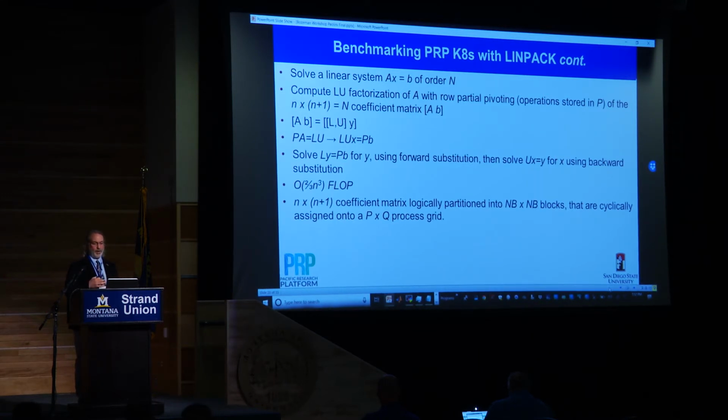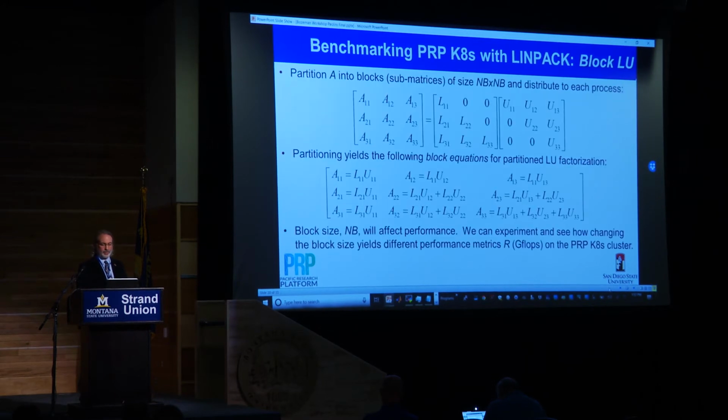What matters in the performance is how you decompose your matrix into blocks of a given dimension NB. What also matters is how you partition those blocks to your MPI processes over a particular P by Q grid space. So these are some properties we're going to vary and see what kind of performance we can get on the PRP cluster over the PRP network.